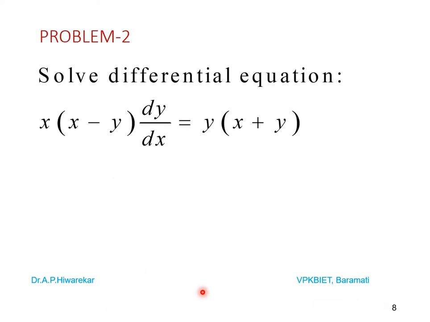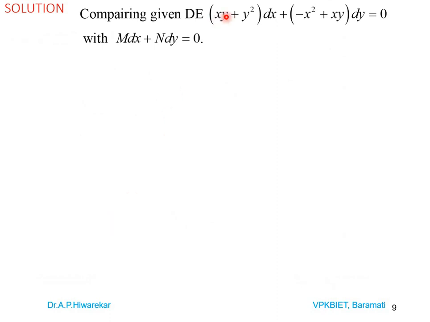Now with this, we will go to the next problem, which is: solve the differential equation x(x − y) dy/dx = y(x + y). We can easily observe this equation is not in variable separable form, so we'll write it in the form of an exact differential equation. So it is (y² + xy) dx, and you change the sign of this term, so it is (xy + y²) dx + (−x² + xy) dy = 0.